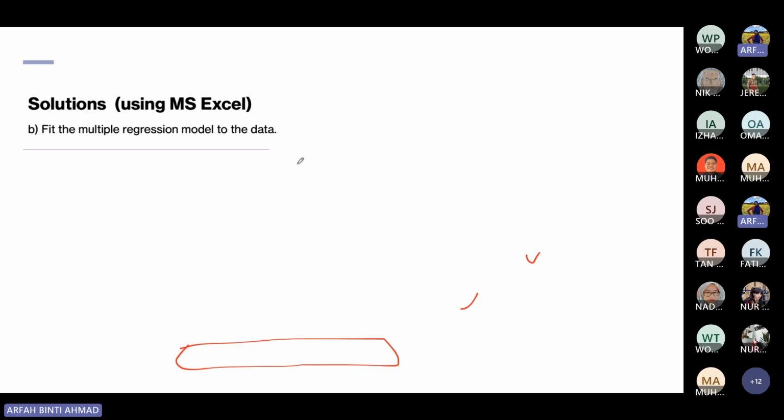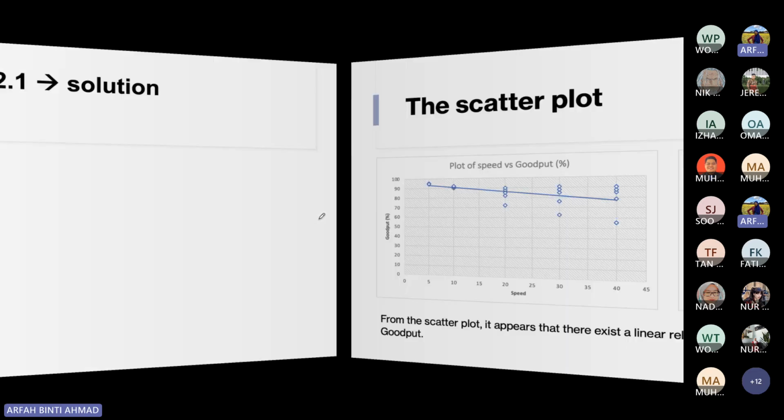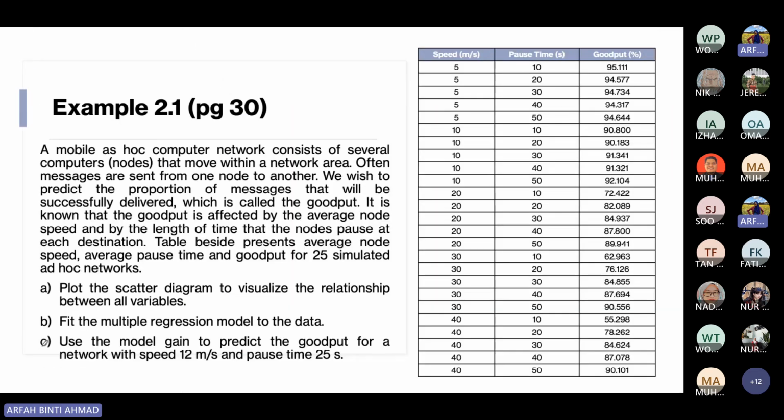So the next question is question C. Use the model to predict the output for a speed of 12 and pause time 25. So this one you can't calculate using the Microsoft Excel regression tool. We have to calculate manually using a calculator, or you can use Excel as well. This is the case where x1 equals 12 and x2 equals 25.